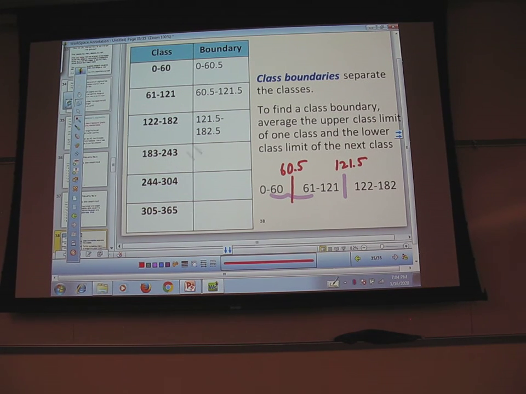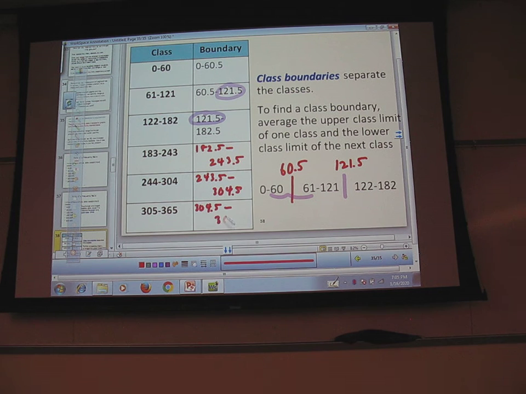So 60.5 is his lower boundary and 121 is his upper boundary. His upper boundary is the same as his lower boundary. It's the same boundary, right? And then his upper boundary is his lower boundary, 162.5. What's his upper boundary? 243.5, which is the same as his lower boundary. And then the upper boundary here would be 304.5, which is also his lower boundary.